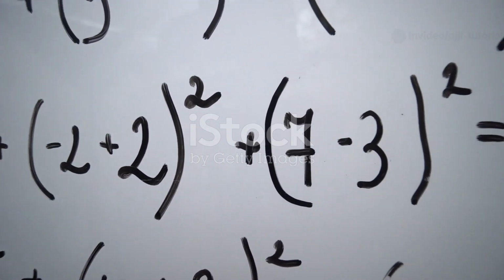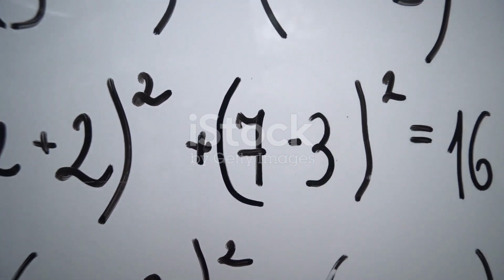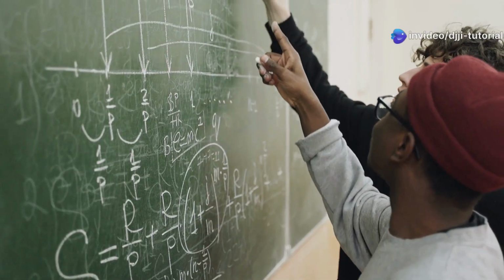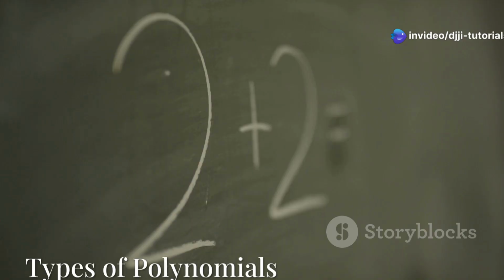Non-examples. 1 over x plus 2: division by a variable. x plus the square root of x plus 5: fractional exponent. x to the negative 2 plus 1: negative exponent.